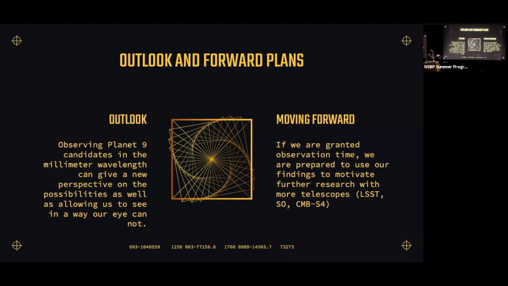The reason that we actually chose the Green Bank Telescope and the Mustang receiver is because of its sensitivity. It's a promising way to search for Planet 9 because it's so far away and we can't look at it with an optical telescope.